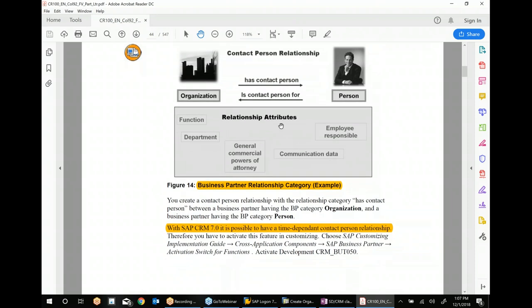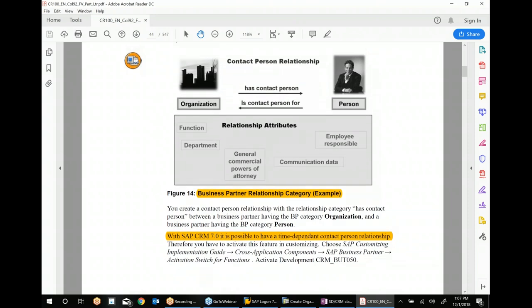In the relationship, we can have relationship attributes. These are the different relationship attributes. You can define what function, what department that person works in. Communication data, what is his phone number, his fax number. We're going to define all this. We're going to do this exercise as well. What is his power? Is he a purchaser? Is he authorized to sign a check? All that, you can define the different attributes of the relationship. We're going to do this exercise as well.